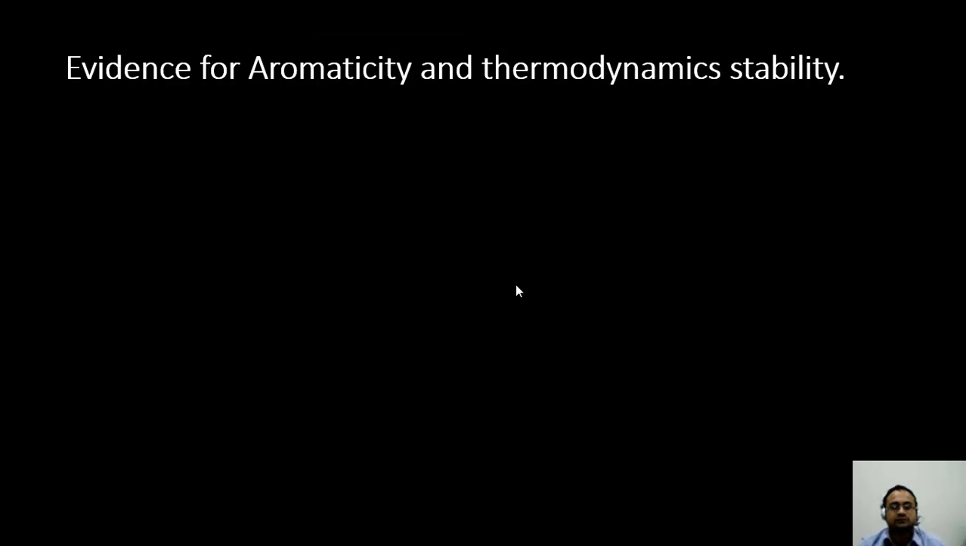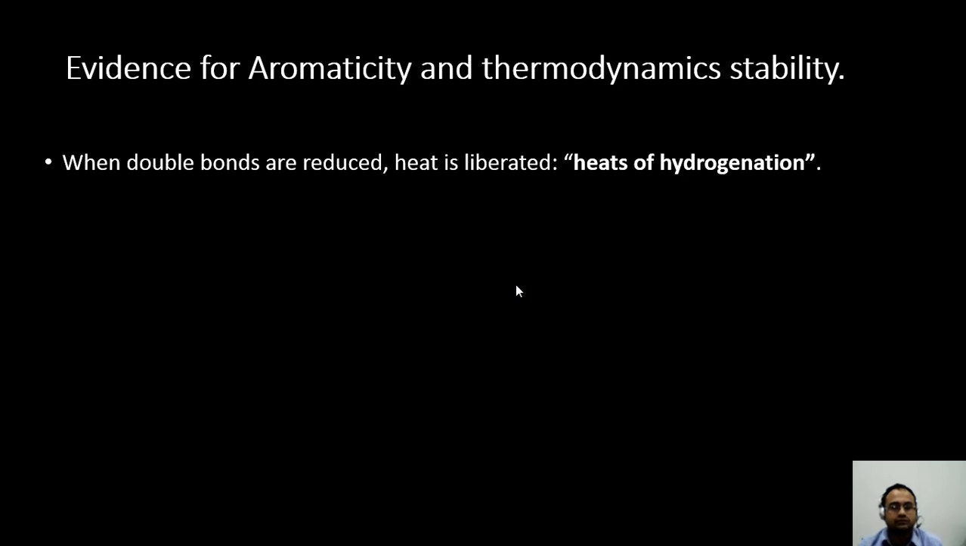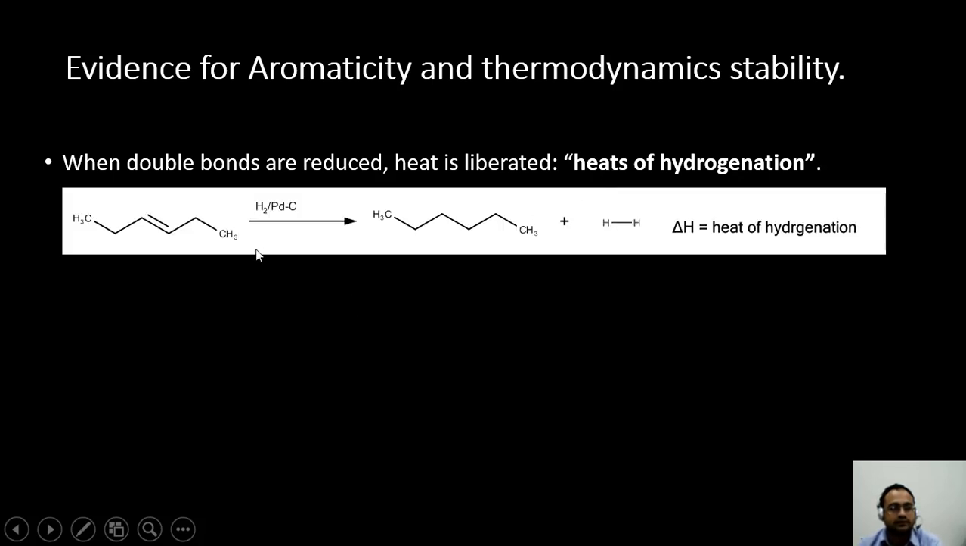One fact is well known, that when double bonds are reduced, heat is liberated, which is known as heat of hydrogenation. Let us take this example in which you have 1, 2, 3, 4, 5 and 6. 3-hexene, when it is reduced in the presence of hydrogen and palladium on carbon, gives you hexane, and heat is liberated in this reaction.